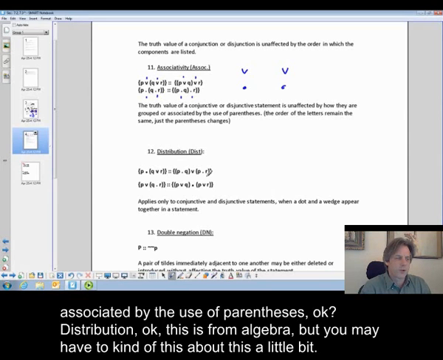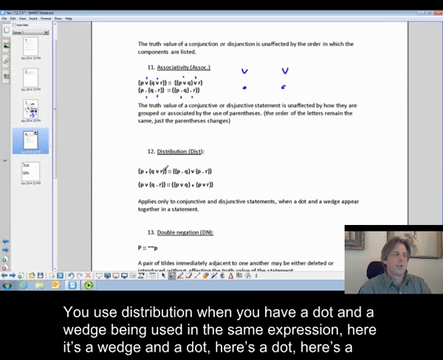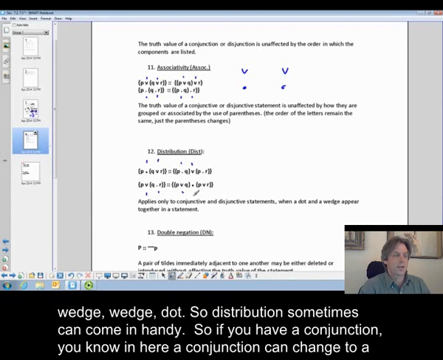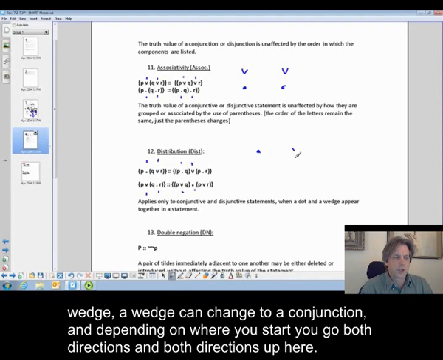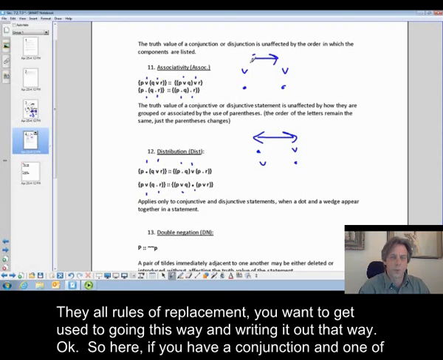Distribution, okay, this is from algebra, but you may have to think about this a little bit. You use distribution when you have a dot and a wedge being used in the same expression. Here it's a wedge and a dot. Here's a dot, there's a wedge, wedge, dot. So distribution sometimes can come in handy. A conjunction can change to a wedge, and a wedge can change to a conjunction, and depending on where you start, you go both directions. They're all rules of replacement. You want to get used to going this way and writing it out that way, okay?